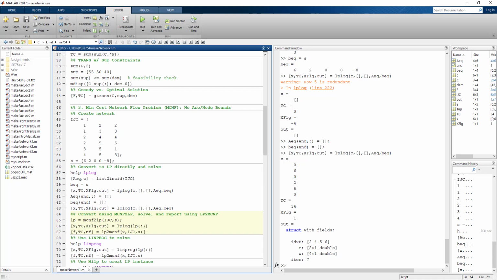We can also convert the min-cost network flow representation, which in the context of Matlab is going to be represented as the arc list and the net node supply.